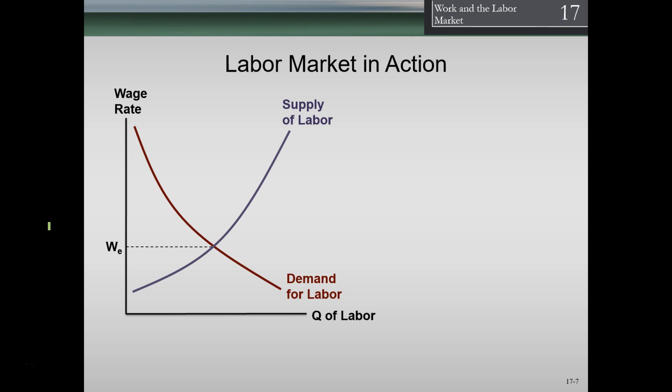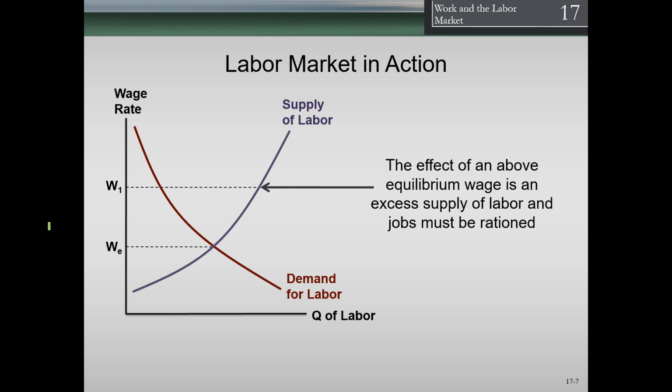So here we have our supply of labor, a demand of labor, and we have a wage that is set above the equilibrium price. If we have a wage that is set here above the equilibrium price, this is basically the idea of a minimum wage, the minimum wage being set above the equilibrium price. What would be the effect in the classical model?